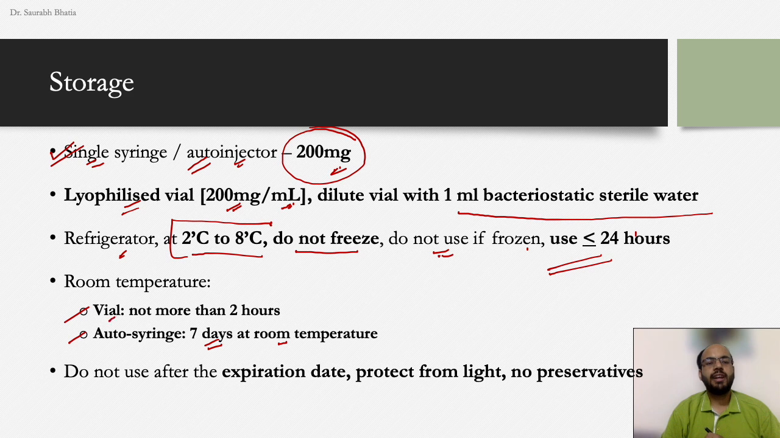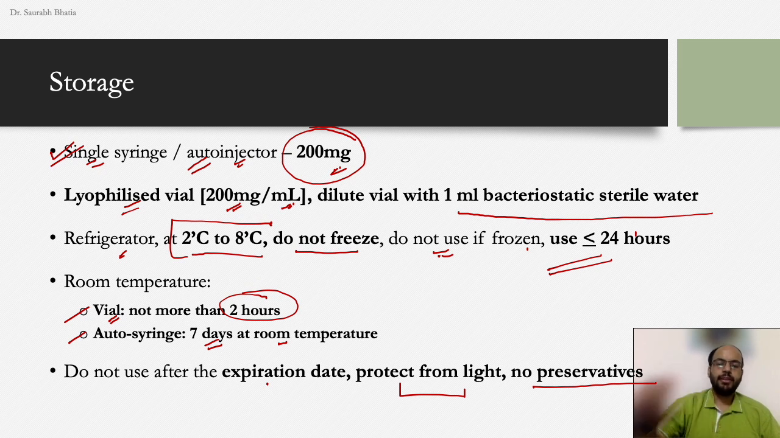If you are using a vial and you have reconstituted it with 1 ml of bacteriostatic water, you cannot keep it at room temperature for more than 2 hours. Clear? You cannot use it after the expiration date. You have to protect it from light, and no preservatives are there in certolizumab. So you need to use it as soon as possible.